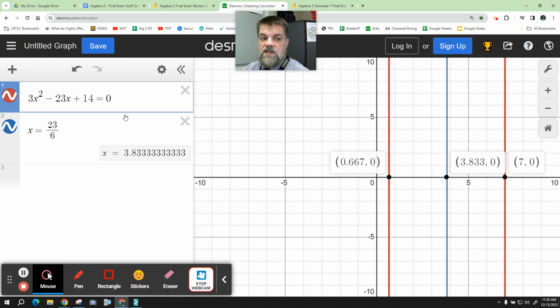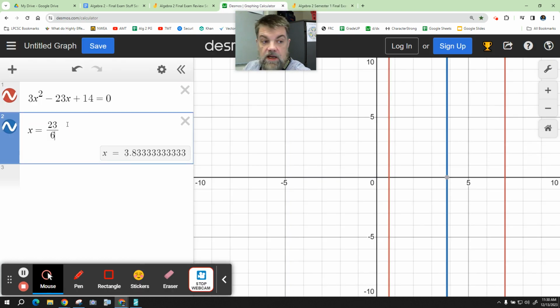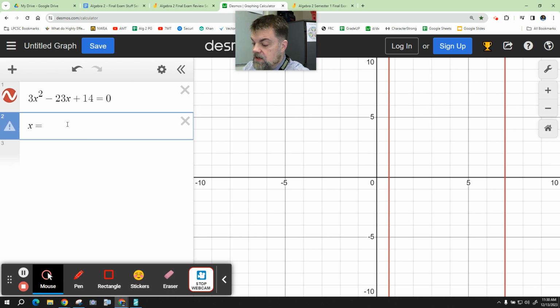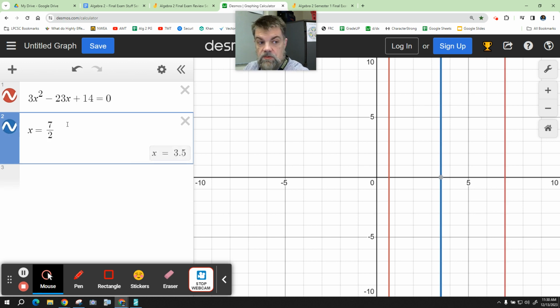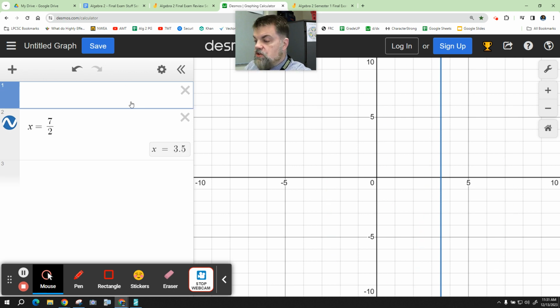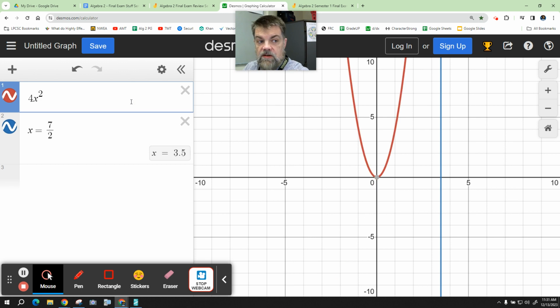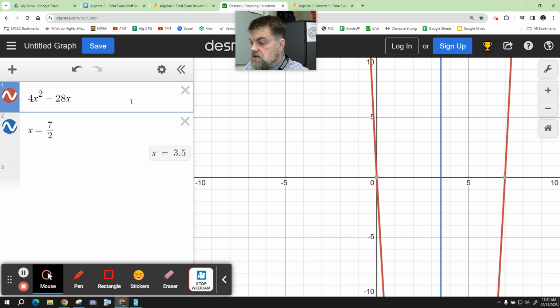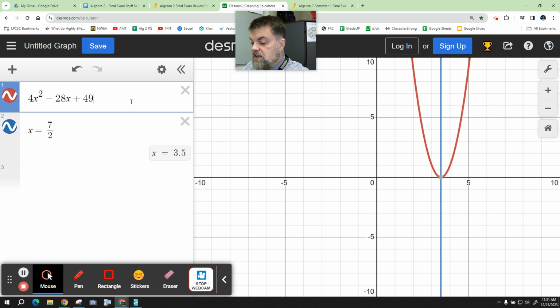So I'm just going to plug this in Desmos. We said 7 divided by 2. And now, on this particular problem, it didn't say how we had to solve or find the solution, so I don't care if you graph on this one. So you could say 4x squared, remember we can't plug in p, minus 28x plus 49 equals 0.